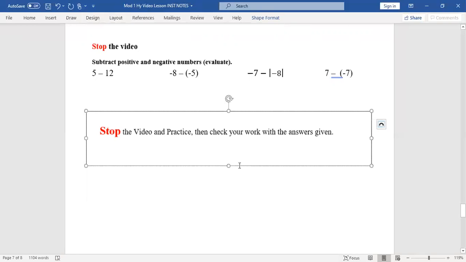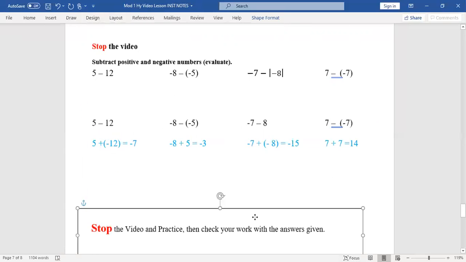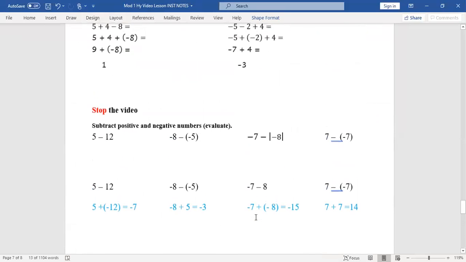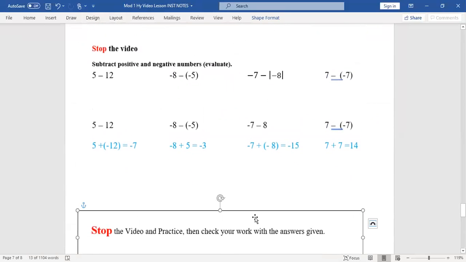So how'd you do? 5 minus 12 becomes 5 plus -12. Different signs, more negatives. My answer is negative. 12 minus 5 is 7, so -7.